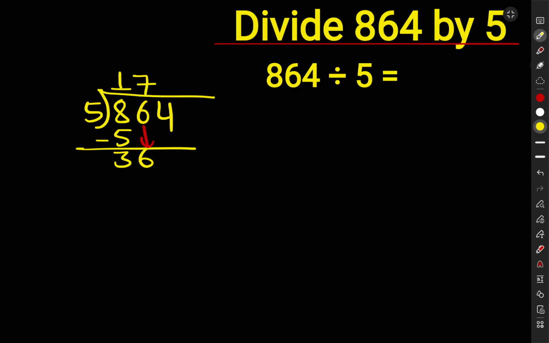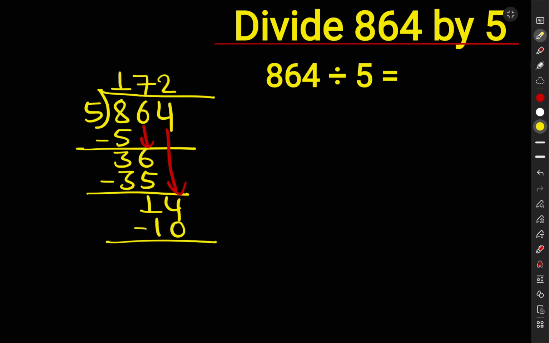5 times 7 is 35. On subtracting, we get 1. So again we put down this 4 and it is 14. 5 times 2 is 10. On subtracting, it is 4.